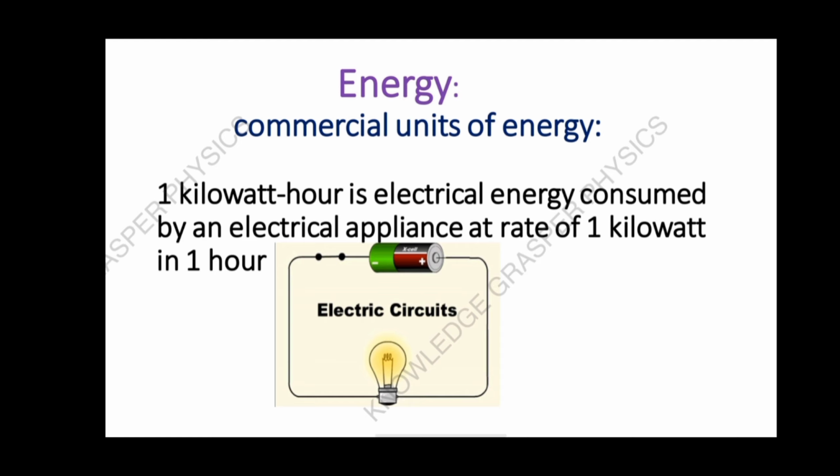So now let's discuss in detail about energy. First we will learn what is commercial units of energy. Commercial units of energy is 1 kilowatt hour. 1 kilowatt hour is electrical energy consumed by an electrical appliance at rate of 1 kilowatt in 1 hour. For example, this bulb takes 1000 watts electrical energy in 1 hour, then it is 1 kilowatt hour.